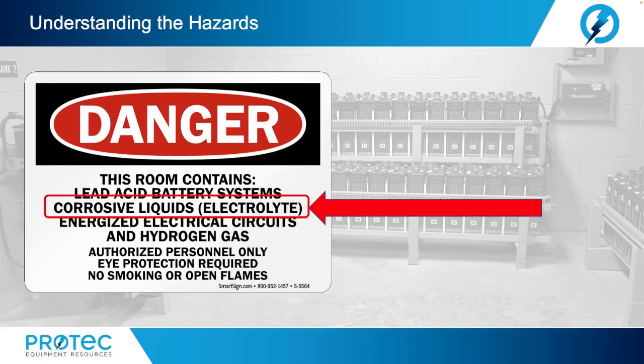mixed with 60% water. When the battery is substantially discharged, both the positive and negative plates are converted to lead sulfate, and the sulfuric acid is less than 10% sulfuric acid mixed with more than 90% pure water. Now, sulfuric acid is classified as an extremely hazardous substance, and lead dioxide and lead sulfate are classified as hazardous materials.